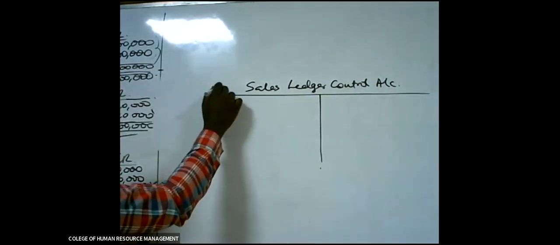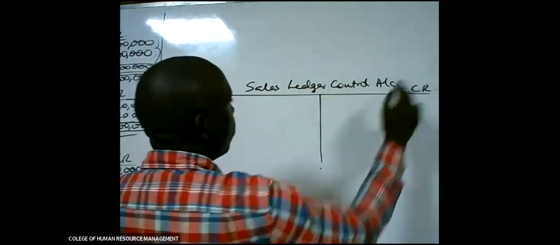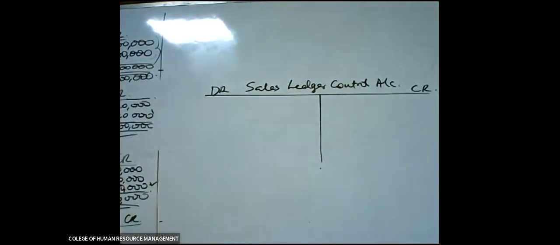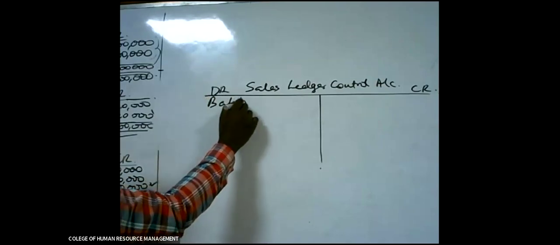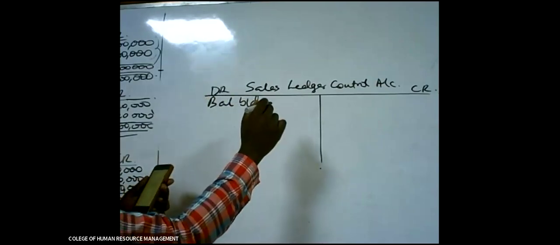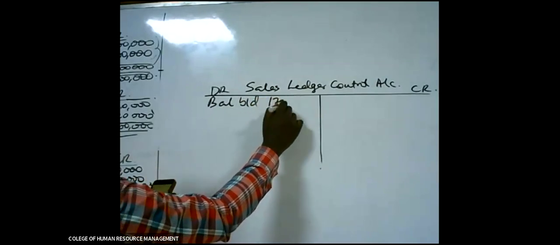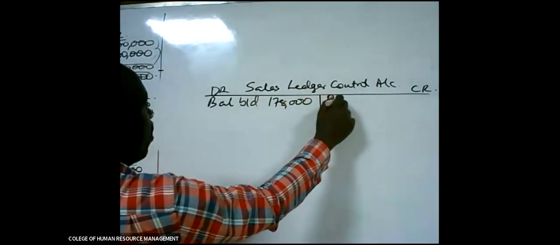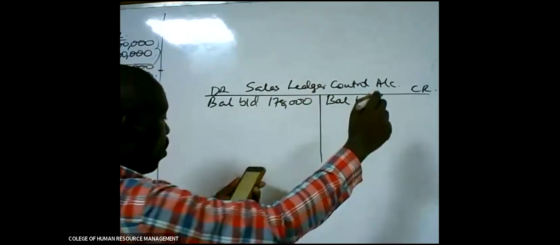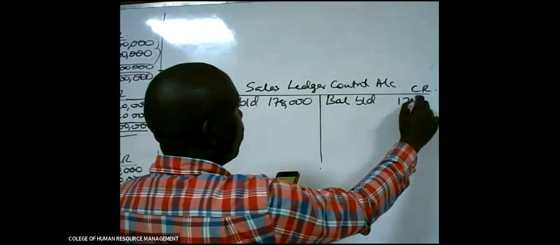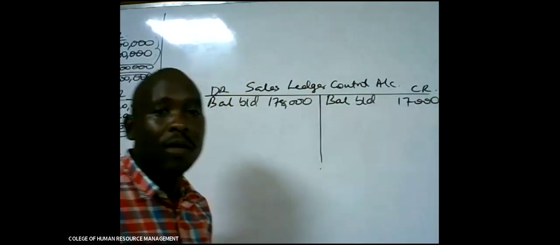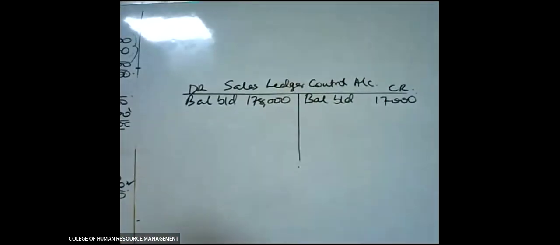So this is the day up. Always label your accounts. The debit and the credit sides should be well labeled. So the balance goes down. The opening balance we say should be captured as balance brought down: 178,000 on the debit. The balance goes down on the credit, it is 17,000. Those are just marks that you have received or you have earned by just doing that.